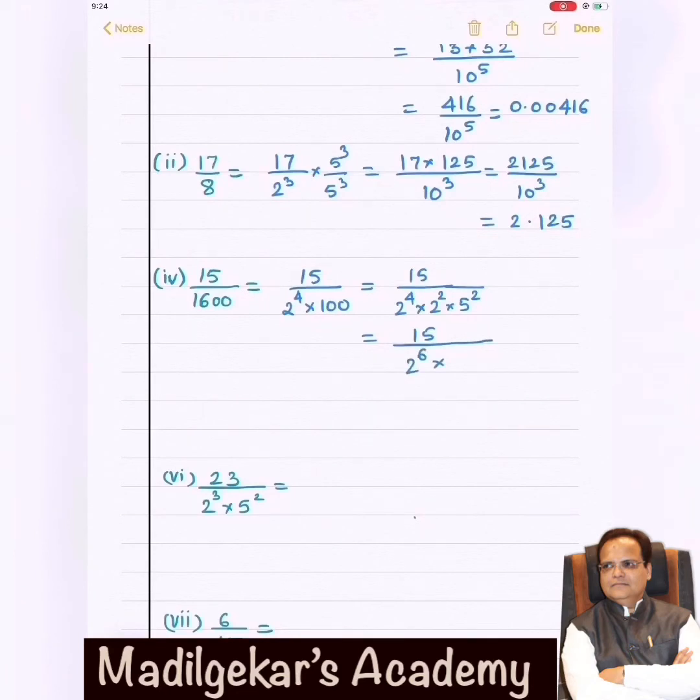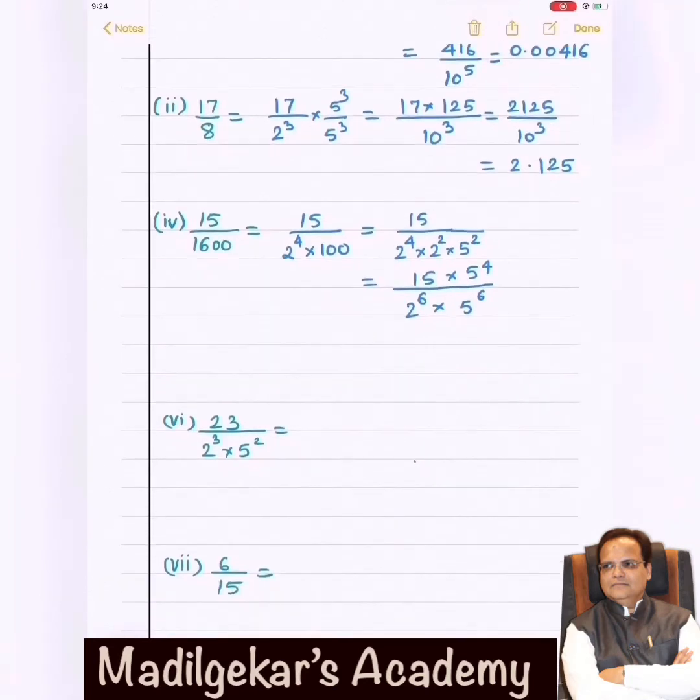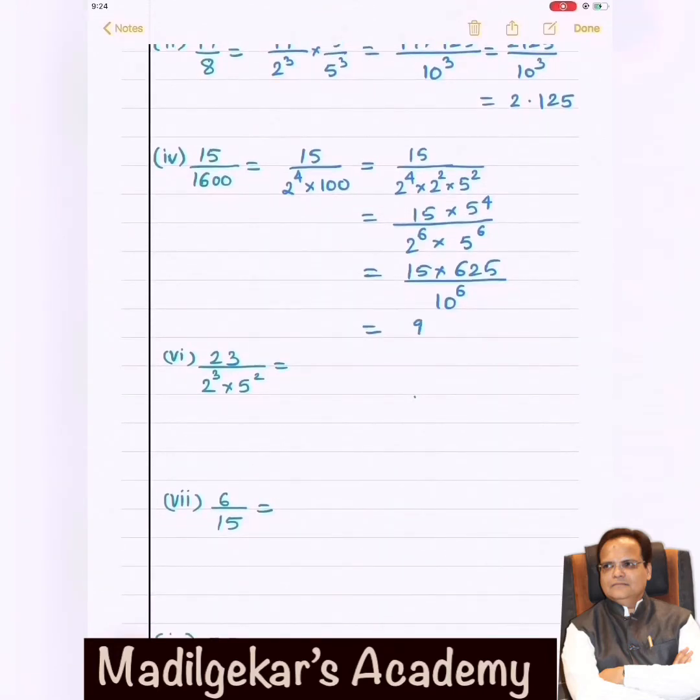In order to get the same power of 5 as that of 2, divide and multiply by 5 raised to 4. So the denominator is now 2 raised to 6 into 5 raised to 6. 15 into 5 raised to 4, which is 625. Denominator is now 10 raised to 6. You multiply the numerator, you will get 9375 upon 10 raised to 6. In terms of decimal, it is 0.009375.